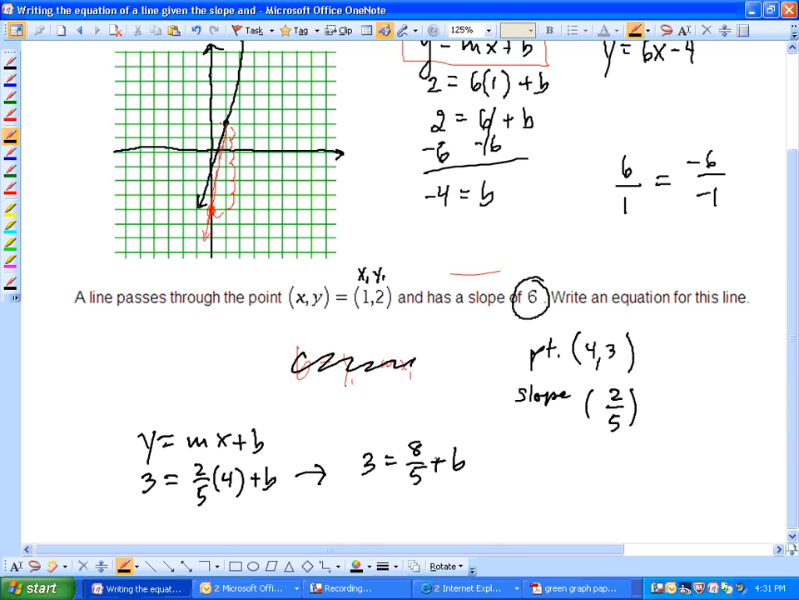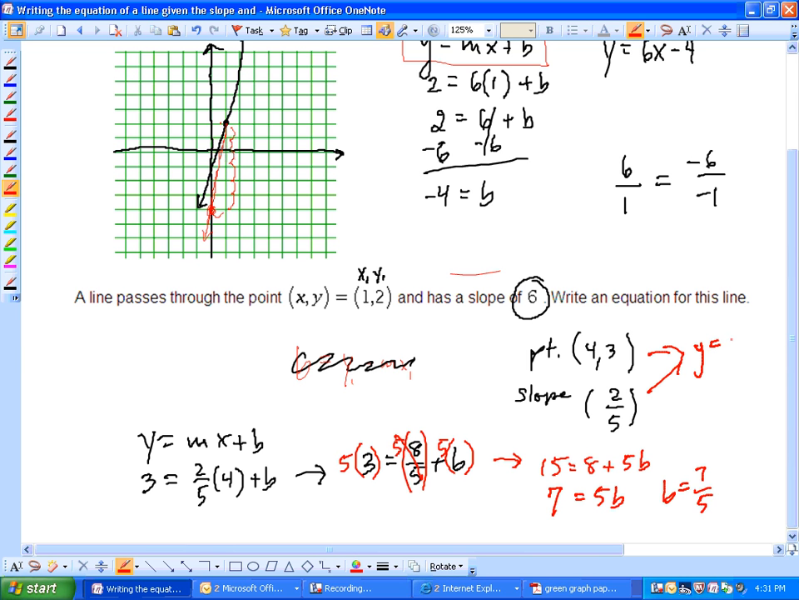If you don't like the fraction, what do you do, guys? Multiply by 5. So I'm going to use 5 here, 5 there, and a 5 with my b to get rid of the fifths. So that becomes 15 equals 8 plus 5b. And when you minus 8, you get 7 equals 5b. So b in this case would be the fraction 7 over 5. So my final equation using this information would be y equals what? 2/5 x plus 7/5, and that's how it's done.